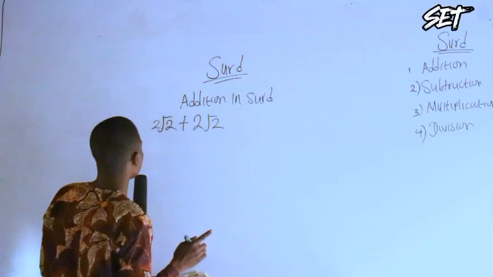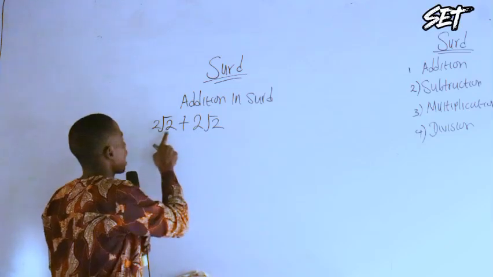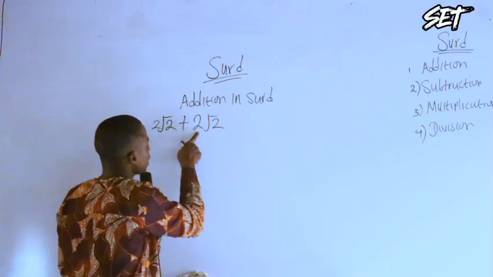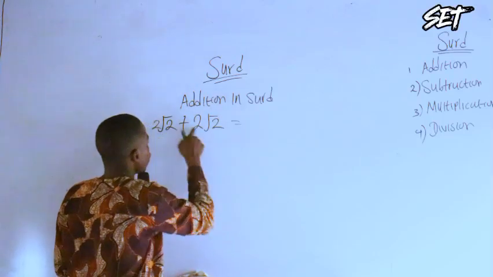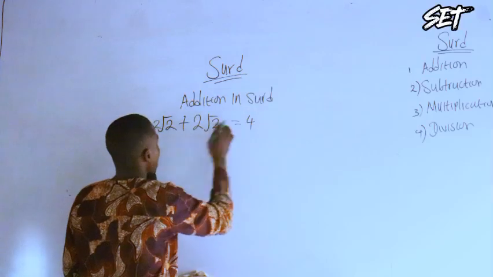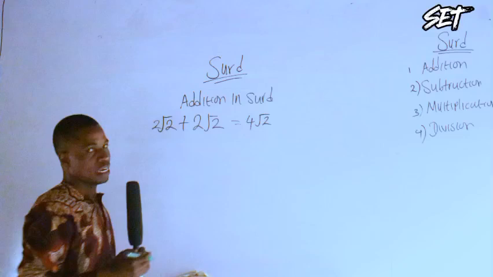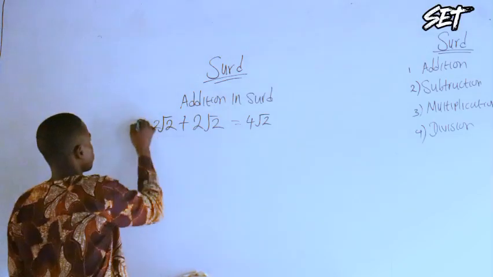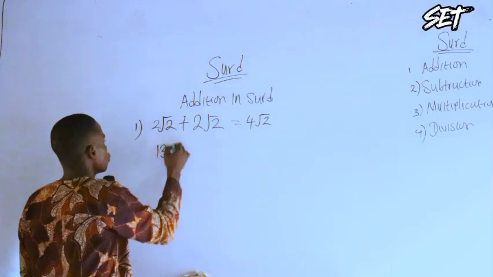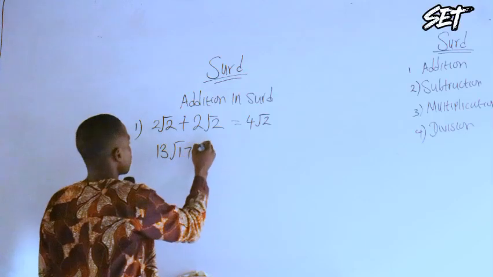The first thing you need to do is put this one and this one together. 2 plus 2 is what? 4. And you pick the root 2 on this one, which is what? 4 root 2.